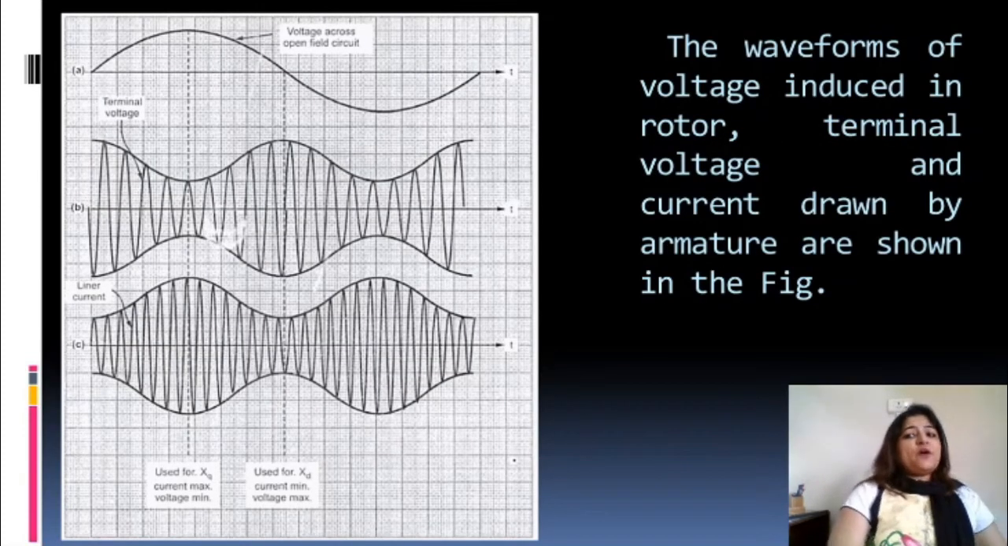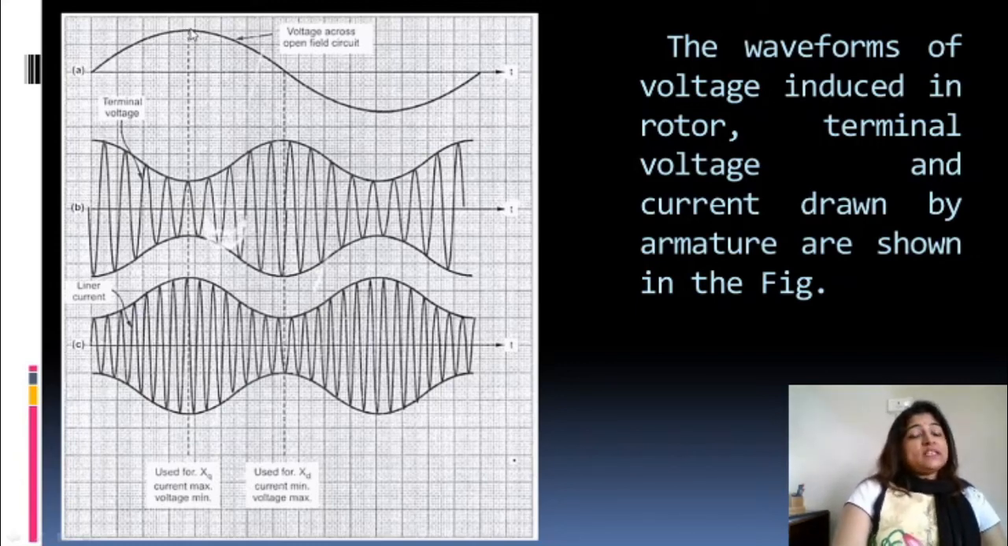So these are the waveforms of the induced voltage, terminal voltage, as well as current drawn by the armature. So you can see the first figure. The first figure is nothing but the voltage which is induced in the open field. See, the field is open, so the current is not flowing, but the EMF is getting induced. So this is the nature of the EMF which is getting induced. At this point it is maximum.